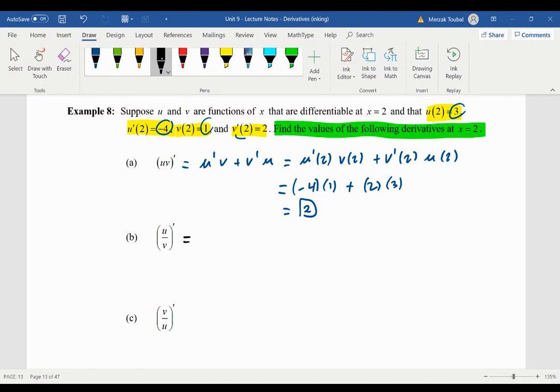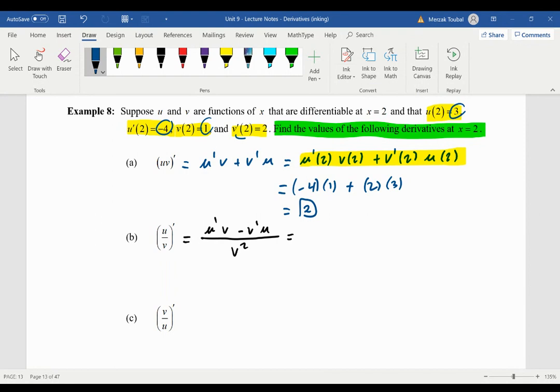Second one, we need to use the quotient rule. It's u prime times v minus v prime times u over v squared. And all of these, u prime, v prime, u, v squared, are at 2. All of them at 2, so we can skip this and just go ahead and answer.